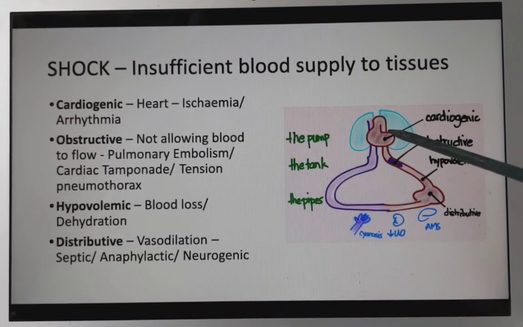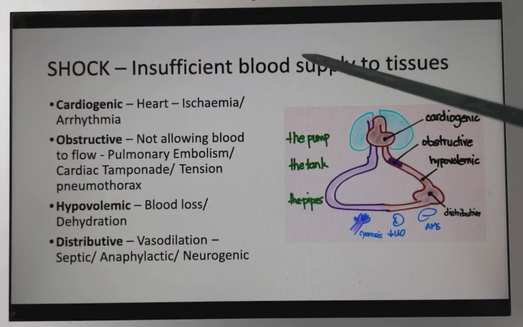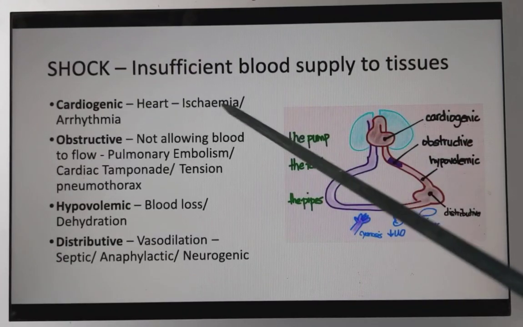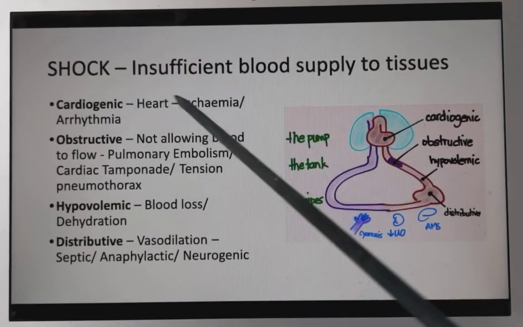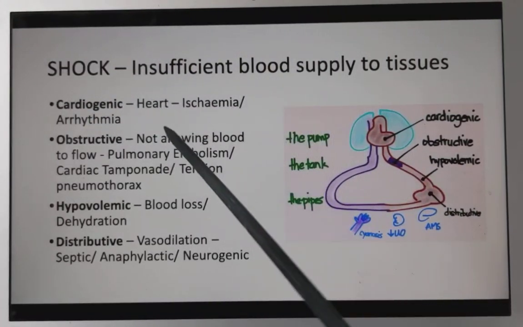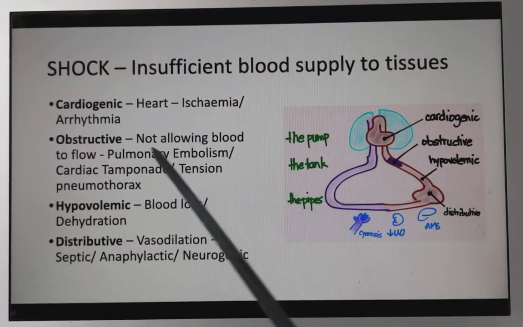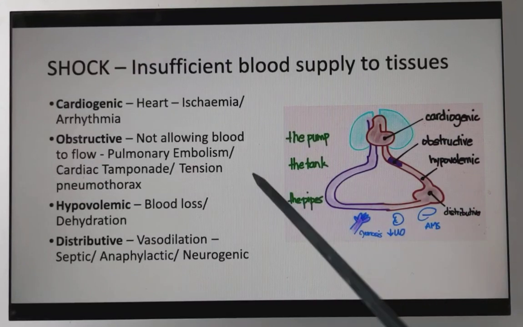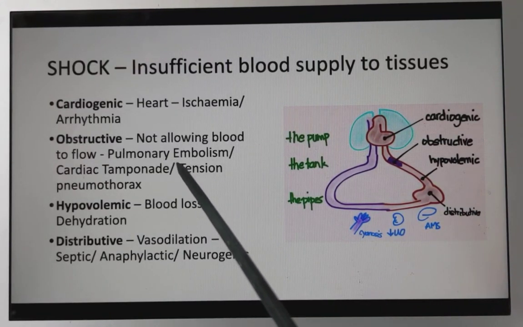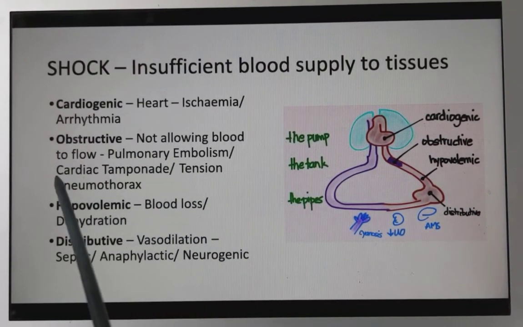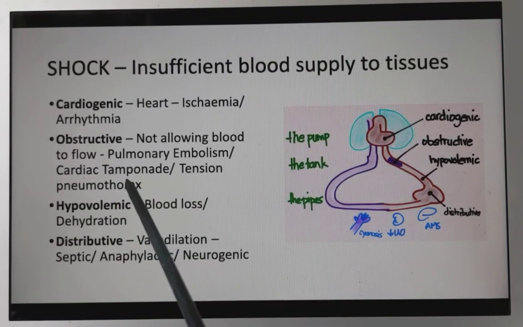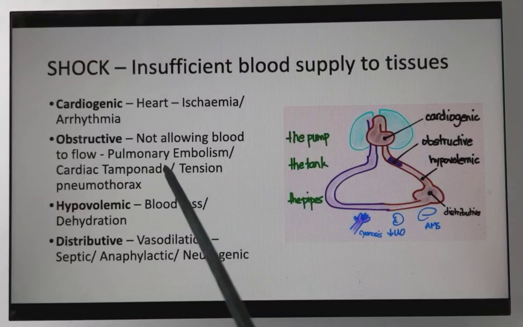If there is a problem with the heart, it is not able to pump properly. That is why there is insufficient blood supply to tissues. So that could happen in ischemia, arrhythmias. So these are the things that you need to consider. Now, obstructive, so there is an obstruction in the blood flow, which can happen in pulmonary embolism, cardiac tamponade, and tension pneumothorax. We've talked briefly about tension pneumothorax.